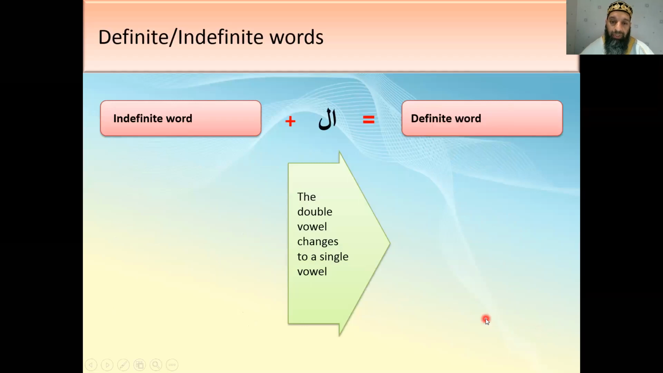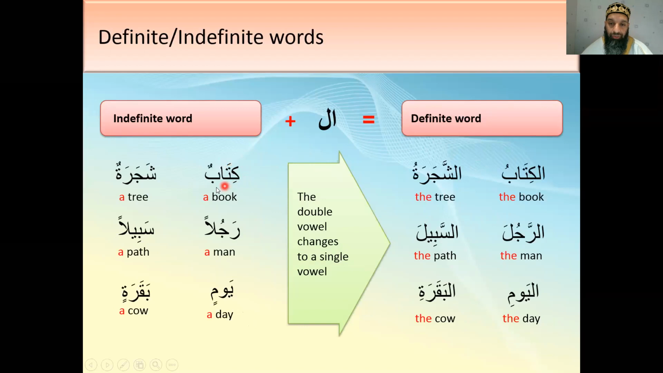And then we also talked about the effect of getting a word like kitabun and sticking an al in front of it. When you stick an al in front of the word, it becomes the. Al means the. So this one, kitabun, became al-kitabu. When you put the al in front, you've added some ink on this side, you have to knock some ink off that side. So when you add al, the double ending drops to single ending. Kitabun means a book. Al-kitabu means the book. If you wrote al-kitabun, you've just written it wrong.